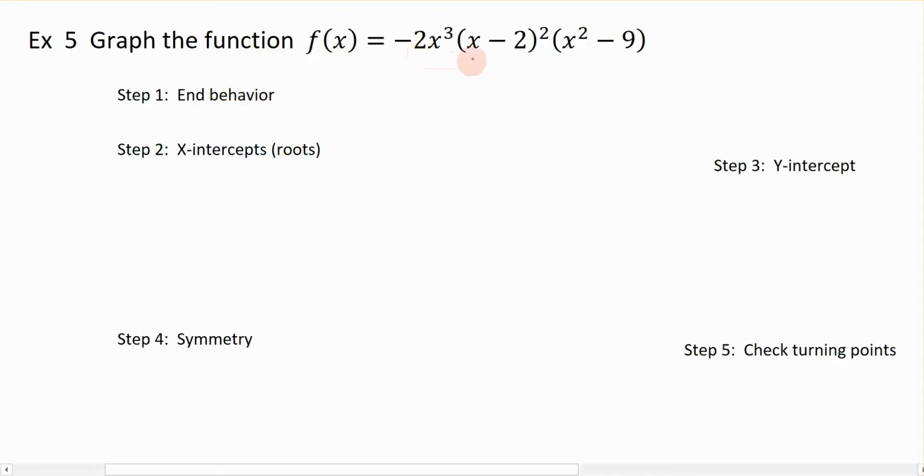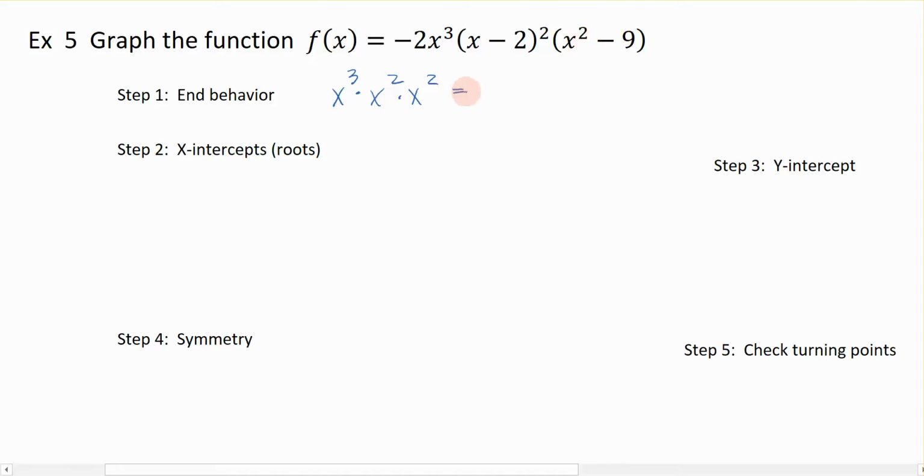Well, I don't really want to expand all of this because that's going to be a really large, ugly polynomial. So one of the tricks I can do to determine the highest exponent is to pick out the x terms from each factor. Here I have x cubed, then x to the first squared, which gives me x squared, and finally x squared to the first is still x squared.